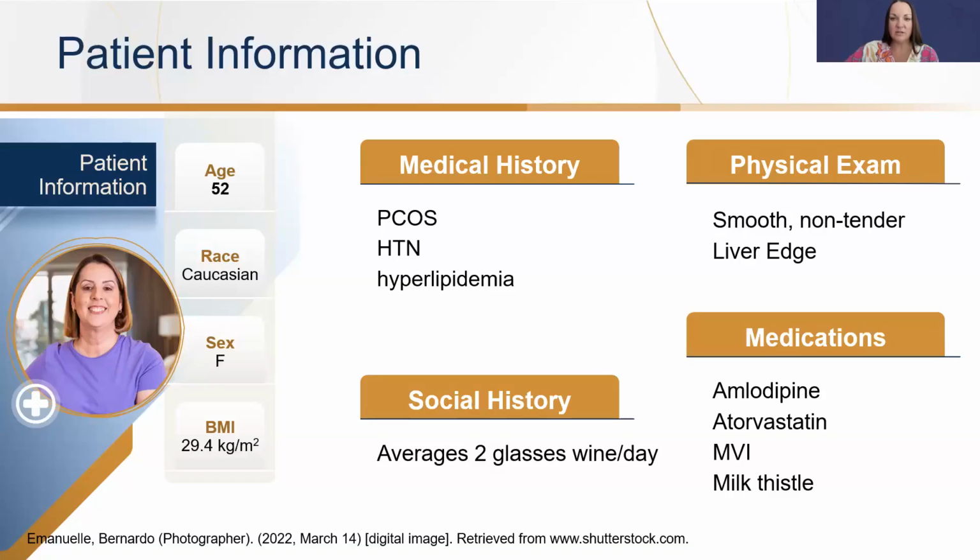Ashley's past medical history includes PCOS, hypertension, hyperlipidemia. On physical exam, she has a smooth liver edge, nothing significant on her physical exam. As far as her medications go, she takes amlodipine, atorvastatin, multivitamin, as well as milk thistle, and she drinks on average 2 glasses of wine per day.